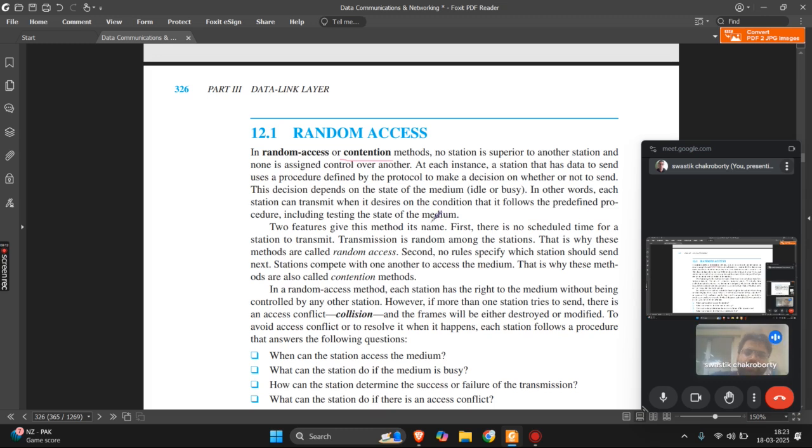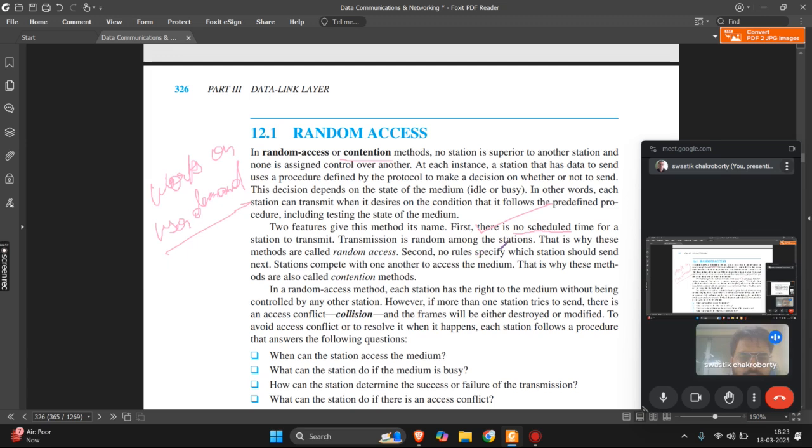Now two salient features of random access are that there is no scheduled time for a station to transmit. There is no schedule. It all happens in a haphazard manner. Whoever has a message to transmit or receive will transmit or receive. So there is no schedule of the users, and it purely works on user demand. There is no algorithm, it is purely demand driven.